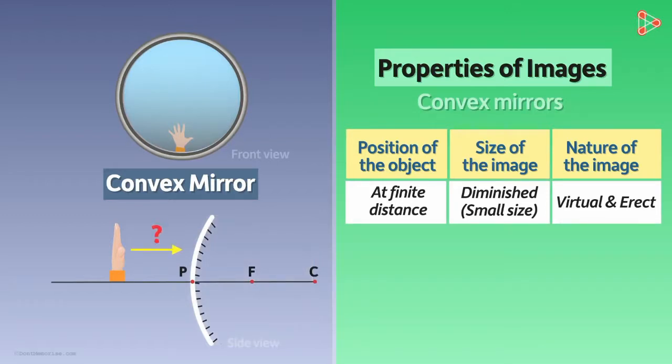What if I move the object towards the mirror? If I move the object towards the mirror, the size of the image keeps on increasing, but the size of the image with respect to the object is always smaller. What will happen if I move the object away from the mirror? As I move the object away from the mirror, the relative size of the image keeps on reducing. Also, at any finite distance away from the mirror, image formed is always a virtual image.